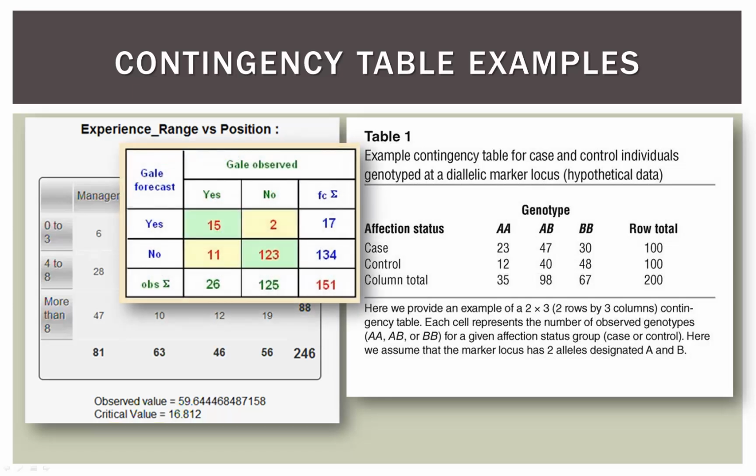So here is a contingency table. It's 2 by 2 for whether a gale was forecasted and an actual gale was observed. So we have yes, yes, and yes, no, and so forth. Then we also have row and column totals.